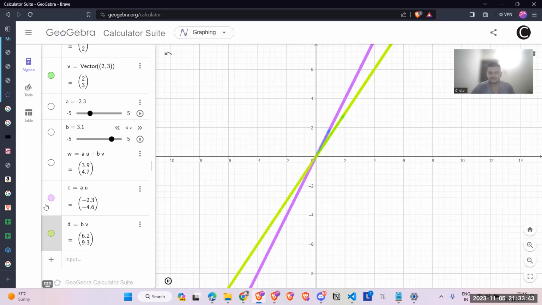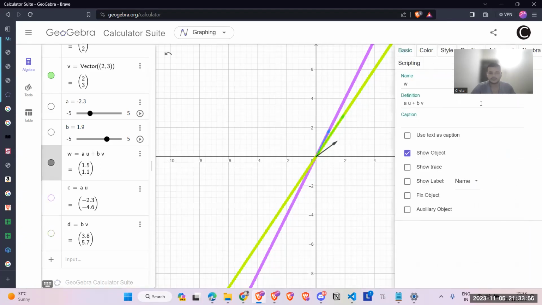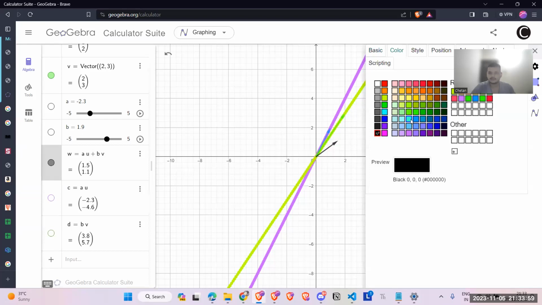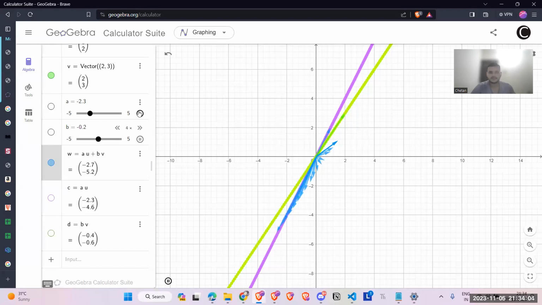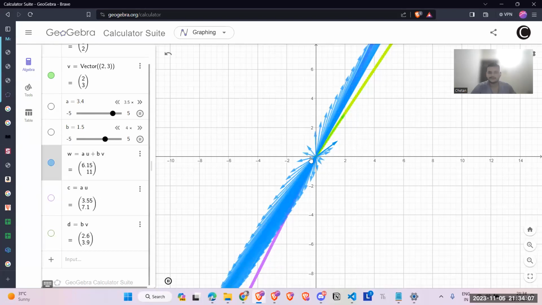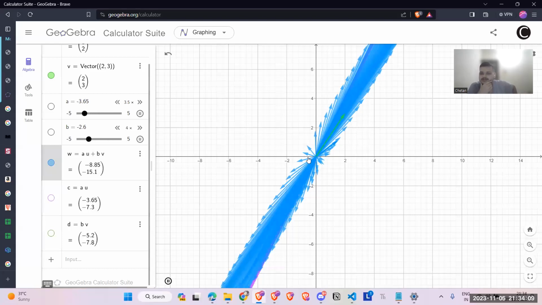Interestingly, let's see what happens if we add these two vectors. We took A times u, we took B times v. Let's see if we add them, what happens then? What can we get if we add them? Let's see. What are you observing here? Can anyone tell me? What are we getting here? A plane. A plane, right?